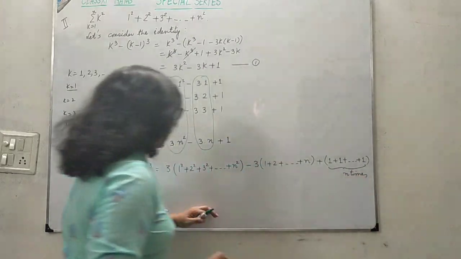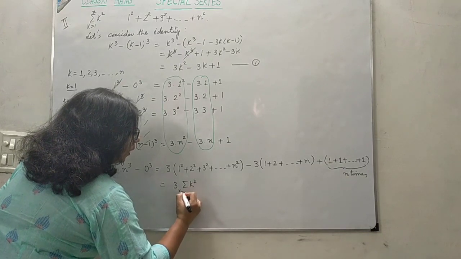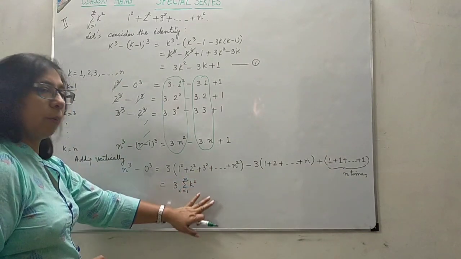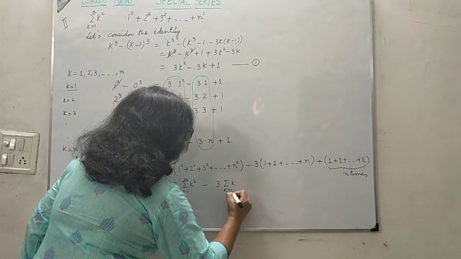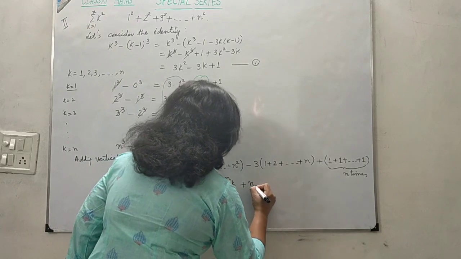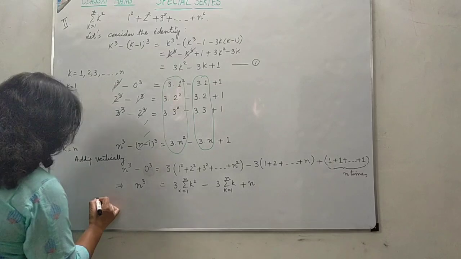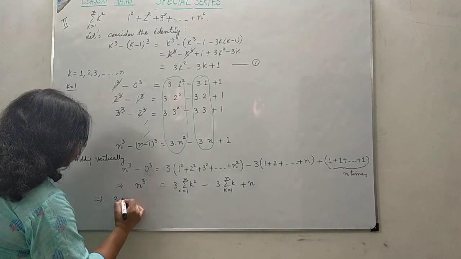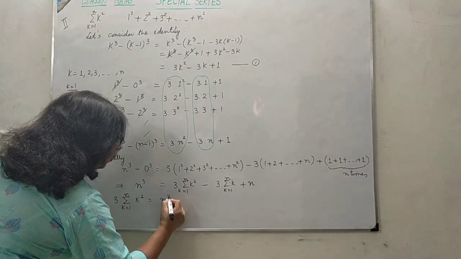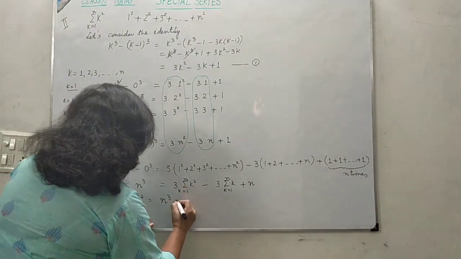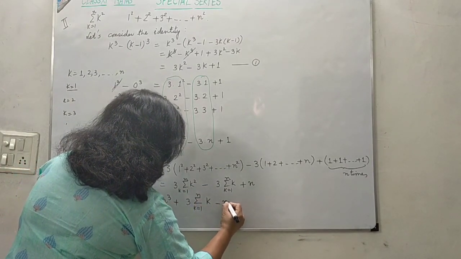So what can you see over here? We have, this is 3 times sigma k square, k running from 1 to n. We have studied the properties of sigma, minus 3 times sigma k, k running from 1 to n, then plus n. Now this left side is n cube. Now if I take this term which we want to find on the left side, this is sigma k square, k running from 1 to n, as n cube minus, this is plus 3 times sigma k, k running from 1 to n, and minus n.